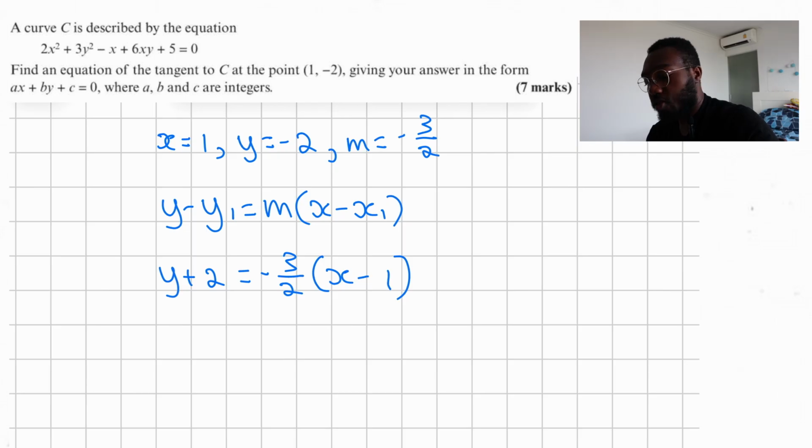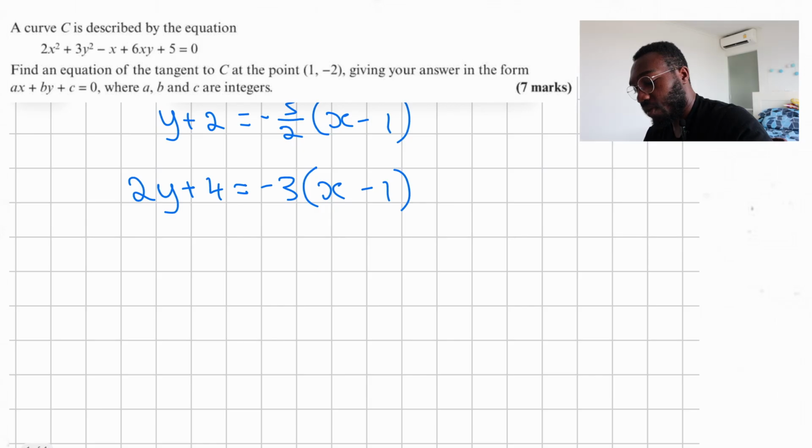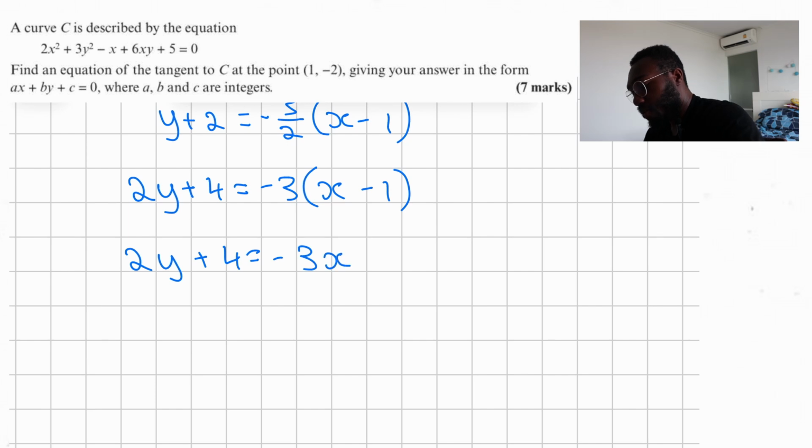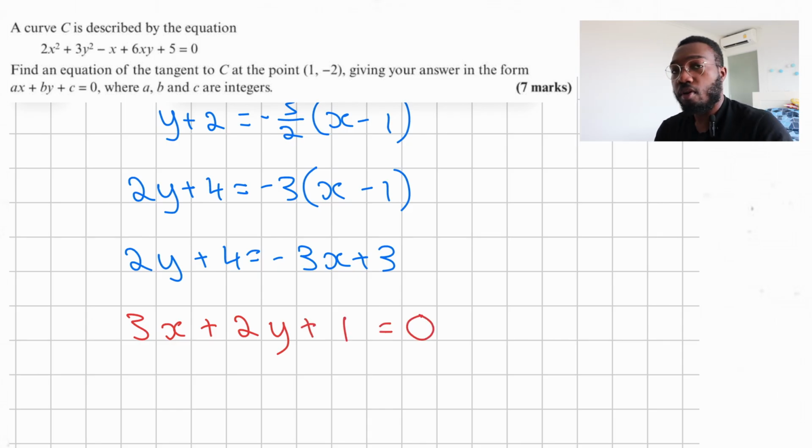Then we can multiply everything by 2 to get rid of the fraction. If we do that, we get 2 times y plus 2, and that is equal to minus 3 times x minus 1. And then at this stage, we just need to expand the brackets out, so we get 2y plus 4 is equal to minus 3x plus 3. And then we need it in that form where ax plus by plus c is all on the same side. So we'll bring everything to the left side. Therefore, we are left with 3x plus 2y, and then we bring that 3, that will become a positive 1, and that is equal to 0. A, b, and c are all integers, and that would be the answer.